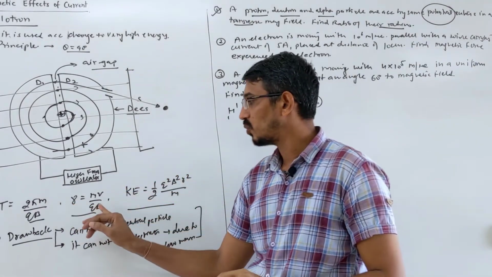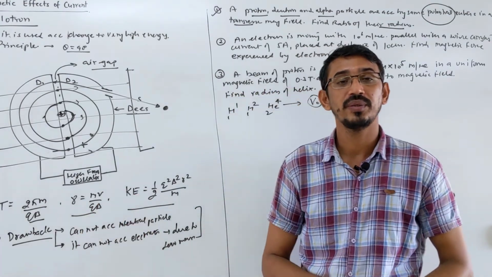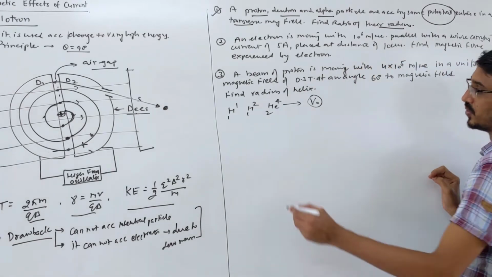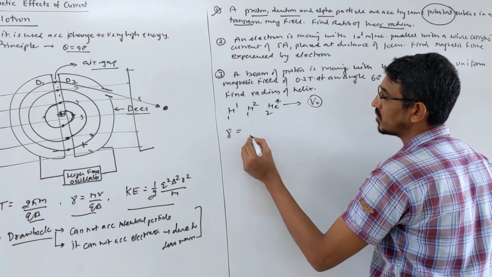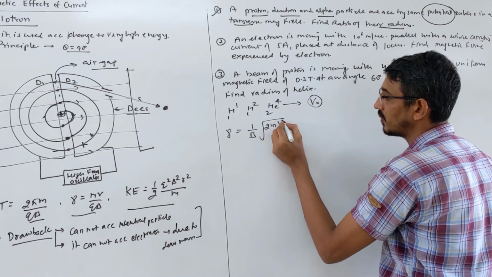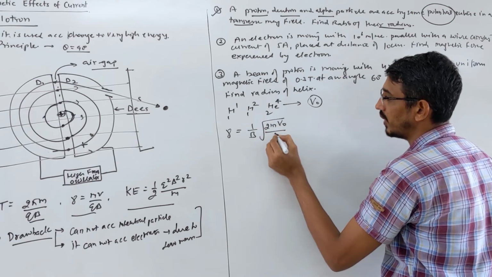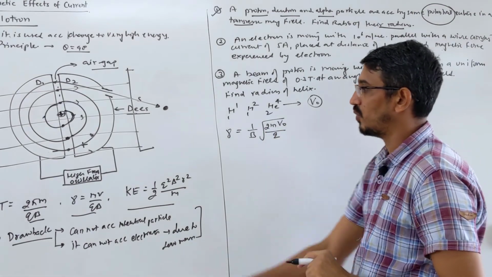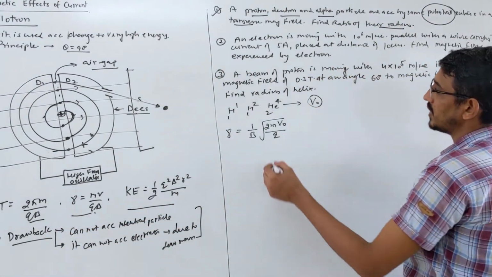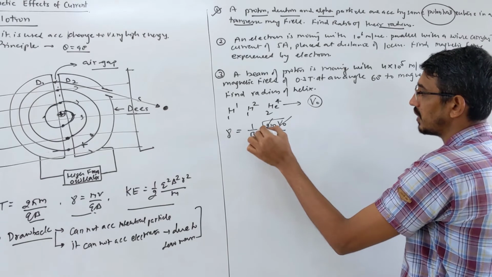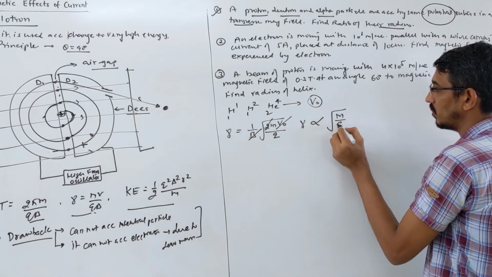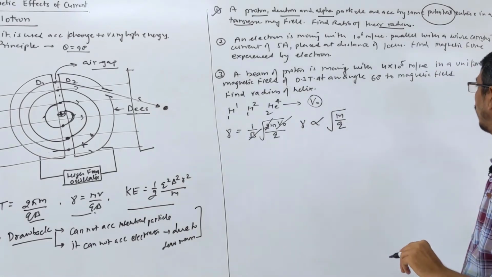I told you that the radius formula can be written in four forms: velocity, momentum, kinetic energy, and potential. Here potential is given the same, and they are asking for the radius ratio. We know the formula in terms of potential looks like this: r = (1/B) root(2mV/q). I wrote this formula last time. Look here, what is given? Potential is the same, so the 2 is the same. So radius depends upon mass and charge, proportional to root of m by q.